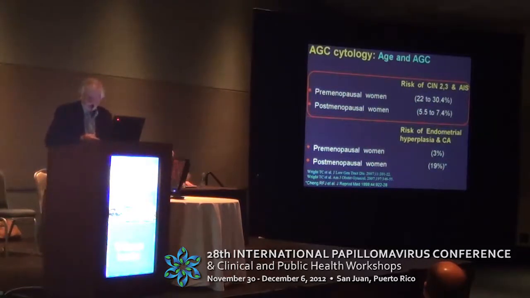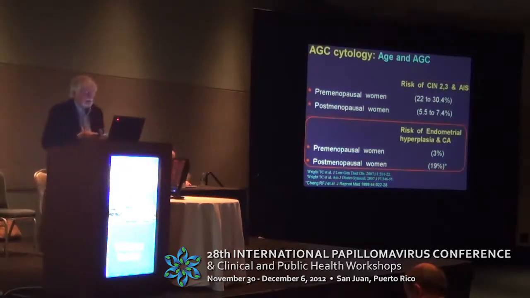Now, age is also an important factor in terms of what you might find with an AGC Pap. As you can see from this, again, a review of studies for the 2006 guidelines, the risk of CIN 2-3 and adenocarcinoma in situ for premenopausal women was in the range you see there, 22 to 30% in the studies looked at, but for postmenopausal women it was much less. In other words, the HPV-associated lesions were more likely to be found in premenopausal women. But those that were not HPV-associated were more likely to be found in postmenopausal women. And you can see the risk of endometrial hyperplasia and endometrial cancer in premenopausal women versus postmenopausal women.